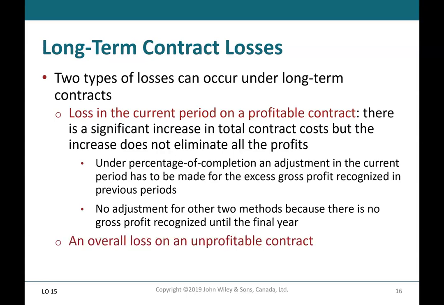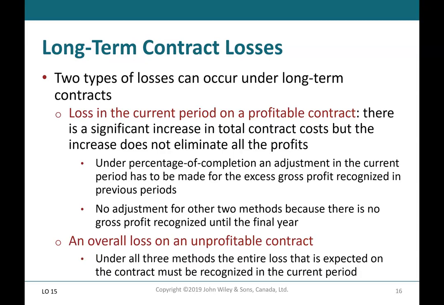An overall loss on an unprofitable contract. Under all 3 methods, the entire loss that is expected on the contract must be recognized in the current period.